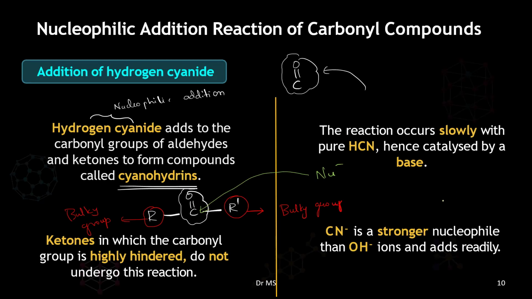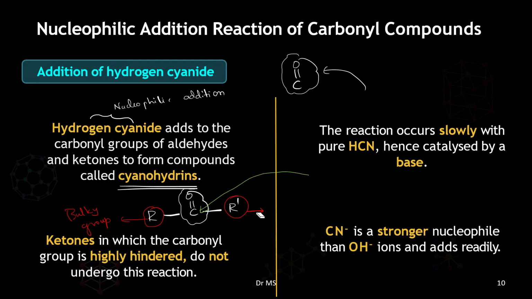But if you take the aldehydes, the nucleophile can easily attack the carbonyl because it is surrounded by only a single bulky group, and on the other side you have a smaller group. Understood? So ketones, in which the carbonyl group is highly hindered, will not participate in the reaction. This you should understand. Because of steric hindrance, ketones cannot participate in the nucleophilic addition reaction. Is that clear? Yes, sir.